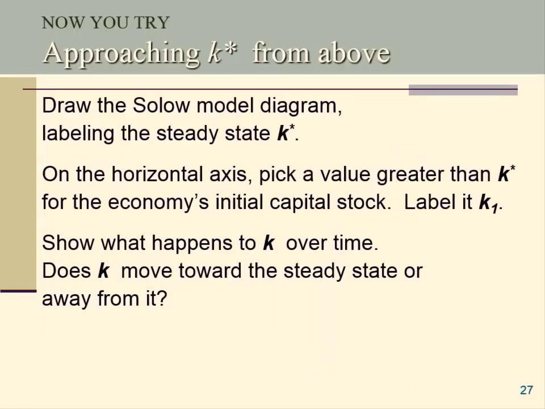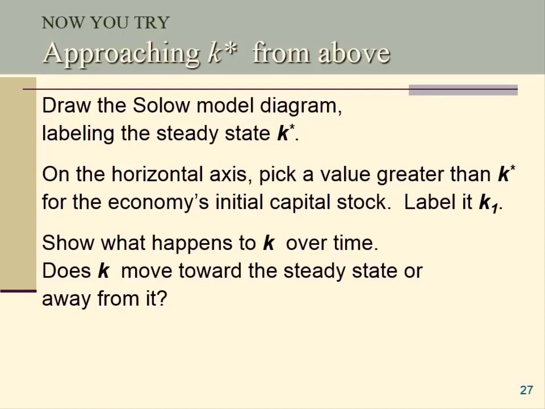You can actually try what I just did, but this time starting from a K that is above K star, that is to the right of it, and you'll see eventually it's going to go to K star. So how would you do it? These are the 3 steps for how you can figure this out. First, draw the Solow model diagram, and label the steady state K star where the s times f of k plot crosses the delta K plot.